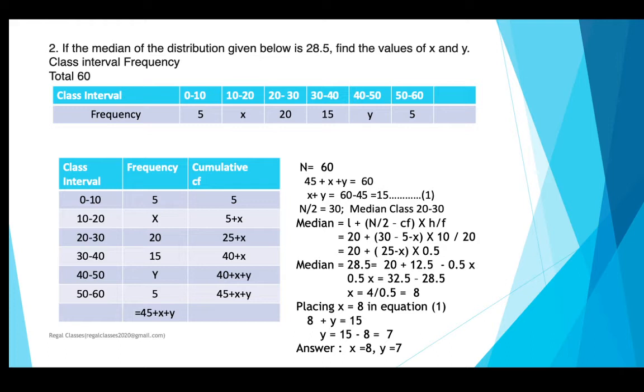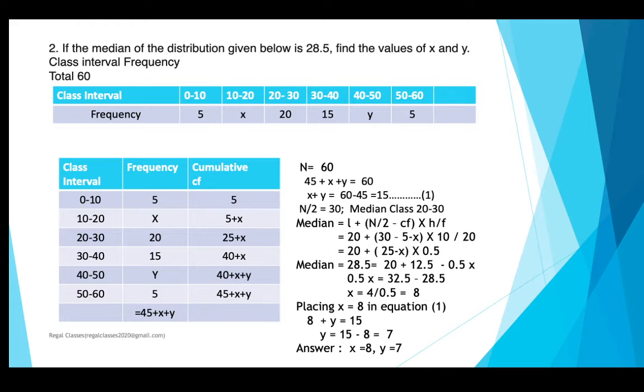Second problem: if the median of the distribution given below is 28.5, find the values of x and y, and the total frequency is given as 60. So prepare the table as given there. Calculate cumulative frequency: 5 plus x, then 25 plus x, add 15, 40 plus x, add y, so 40 plus x plus y, and 5 more is 45 plus x plus y.